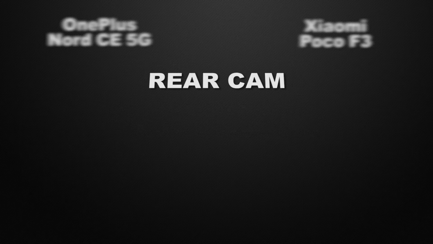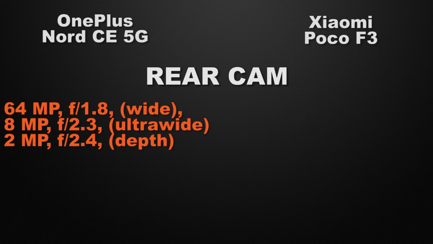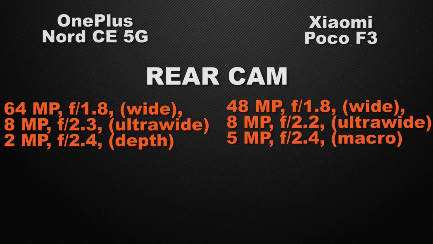Let the comparison start with the camera of the devices. Talking about the rear camera of the devices, Nord CE has a triple camera setup: 64 megapixel wide camera, 8 megapixel ultra wide camera and 2 megapixel depth sensor. Whereas F3 has a triple camera setup: 48 megapixel wide camera, 8 megapixel ultra wide camera and 5 megapixel macro camera.